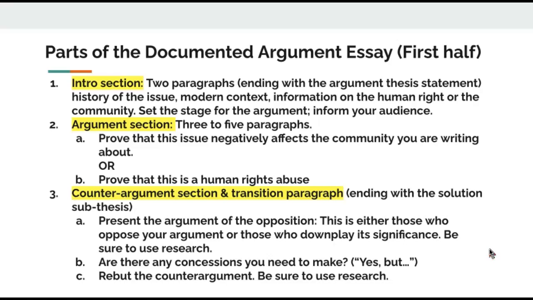In this section, you want to present the argument of the opposition. This is either those who oppose your argument or those who downplay its significance. Be sure to use research here. Sometimes people just write from memory, but you need to research it. Are there any concessions you need to make, like an argument that somebody makes that's pretty good, and you could say, yes, this statistic is true, but, and then after you've presented that counter argument and done your concessions, you need to rebut that argument, meaning you need to pick it apart and explain why it's an invalid argument. Also, I want to see some research here too.